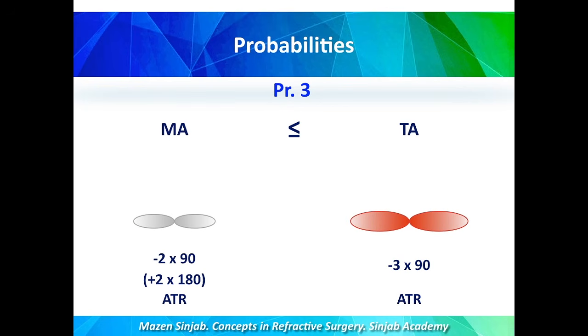Probability number 3. Both manifest and topographic astigmatism are against the rule, but the manifest amount is less than or equals to the topographic astigmatism. Like in this example, manifest is -2 at 90 or +2 at 180, and the topographic is -3 at 90.